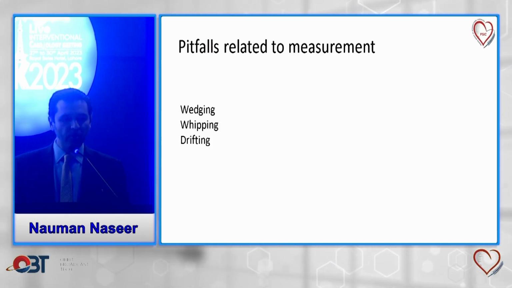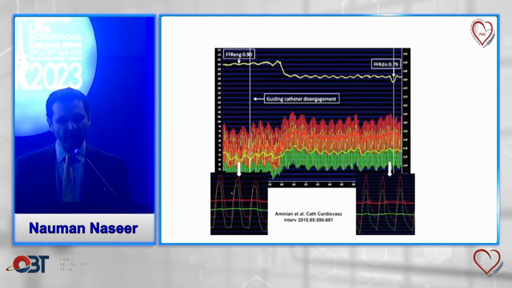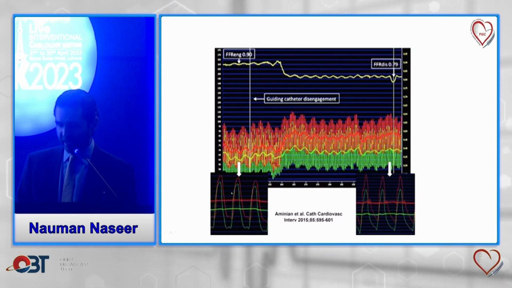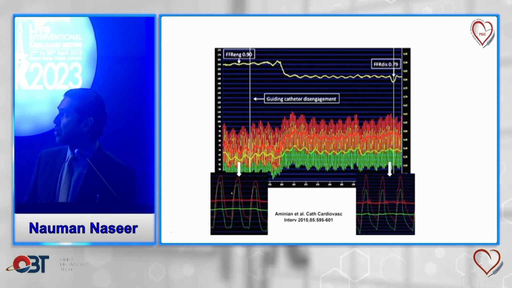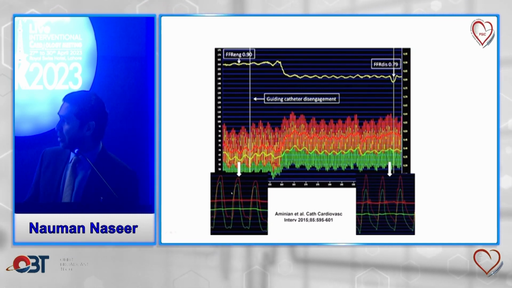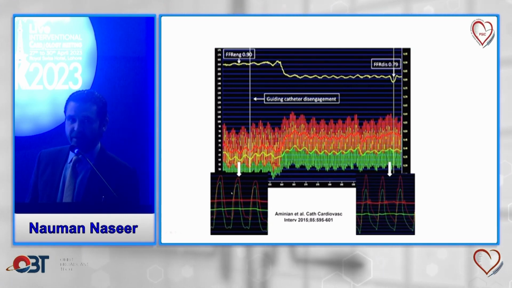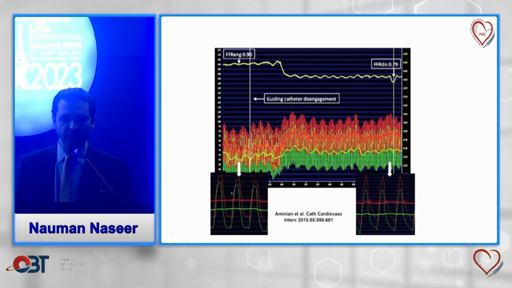So pitfalls that you need to remember, common ones: wedging, whipping, drifting. So what is wedging? If you put your guide catheter and engage it really deep, you're going to have wedging. And as a result of the wedging, as you can see, there are ventricularized pressures over there. So the FFR was 0.9, but when you reposition your guide and get a proper aortic tracing, your FFR is 0.79. So you need to watch out that the guide is not wedged when you're doing a measurement.